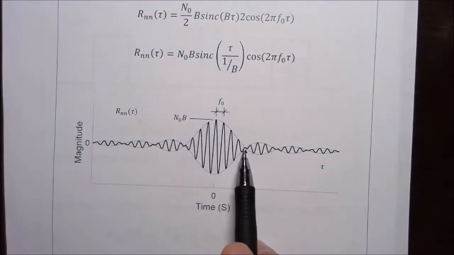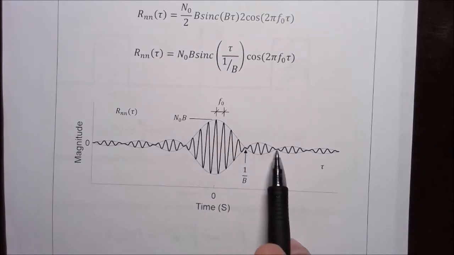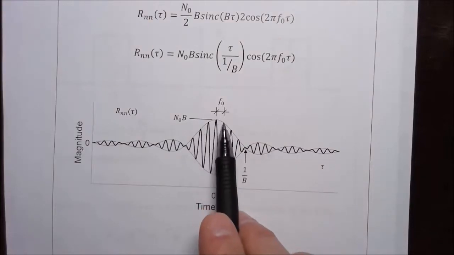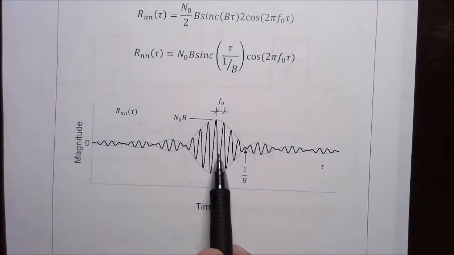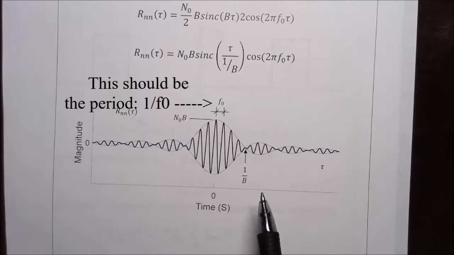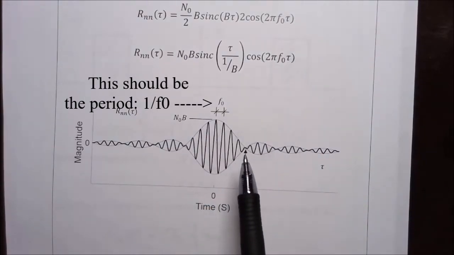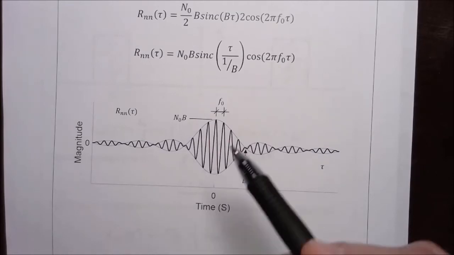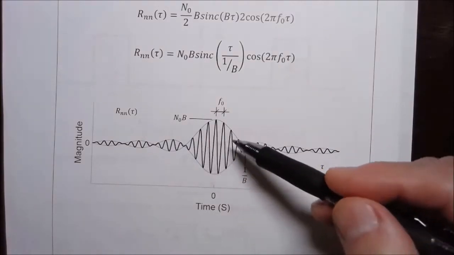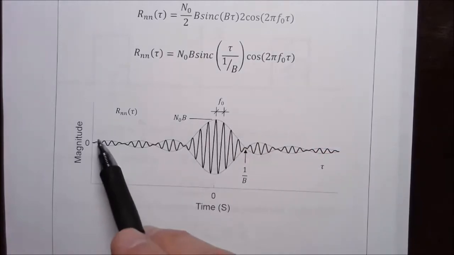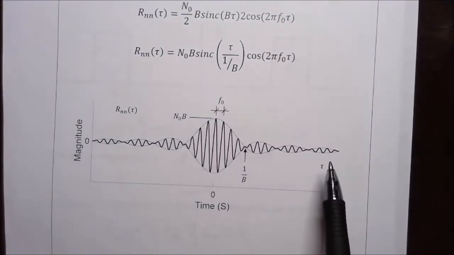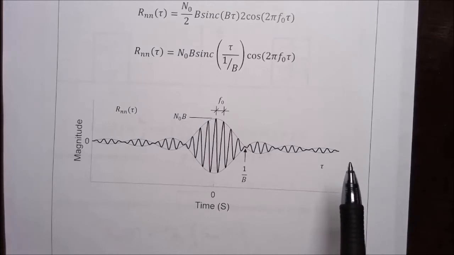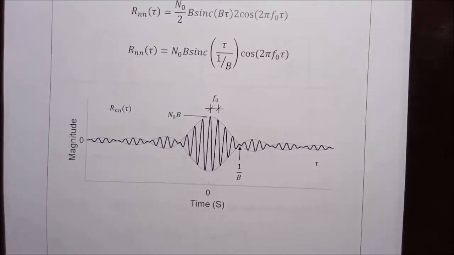The sinc function has zero crossings at 1 over b and 2 over b and 3 over b. So this is penciling in the sinc function, which forms the envelope for this cosine that has a frequency of f0, which is the center frequency of the bandpass filter. To draw the function, you mirror image the envelope, and then this cosine falls inside that envelope. So this now is the autocorrelation for the noise after it's been passed through a bandpass filter.